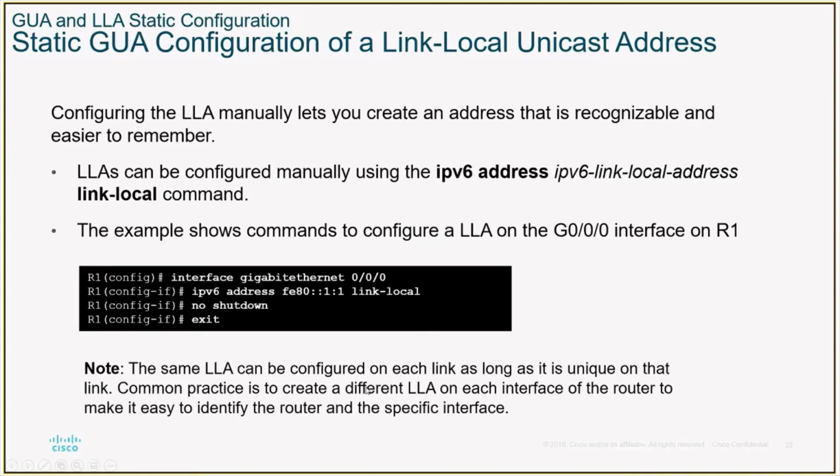Common practice is to create a different LLA on each interface of the router to make it easy to identify the router on the specific interface. So this could be router 1, interface 1. Then you could do 1 and 2, and then 1 and 3 for all the other interfaces. I think that's what the plan is that they're getting to.